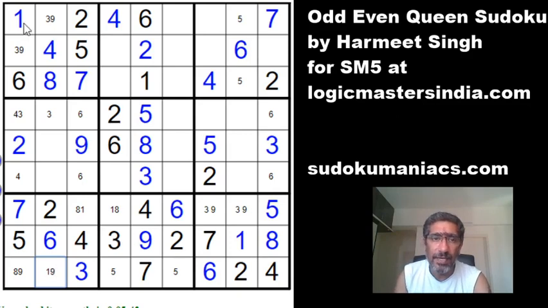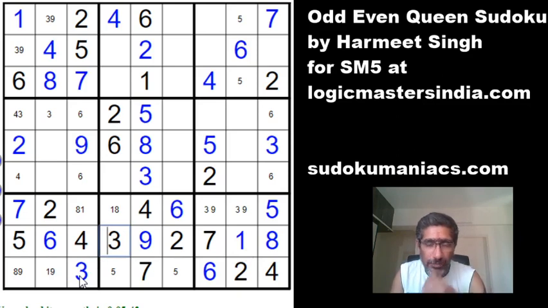Now in the main diagonal, we see that 1 is repeating. So obviously 1 cannot be the queen. Between box 7 and 8, we have a 3 which is diagonally adjacent to each other. So even 3 cannot be the queen. In between box 6 and 9, we have the 5s on the same diagonal. So even the 5 is eliminated. So that leaves us with 7 and 9.